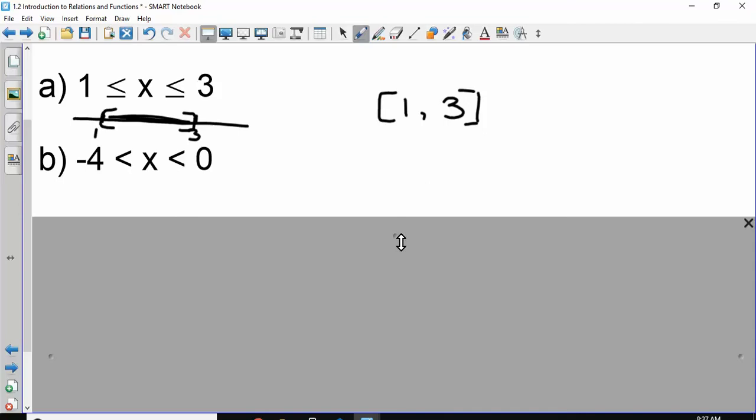So what would this look like? -4 is less than x is less than 0. Parenthesis, because there's no equal to, would start at -4, comma, end at 0. That didn't have an equal to either, so they're both parentheses.